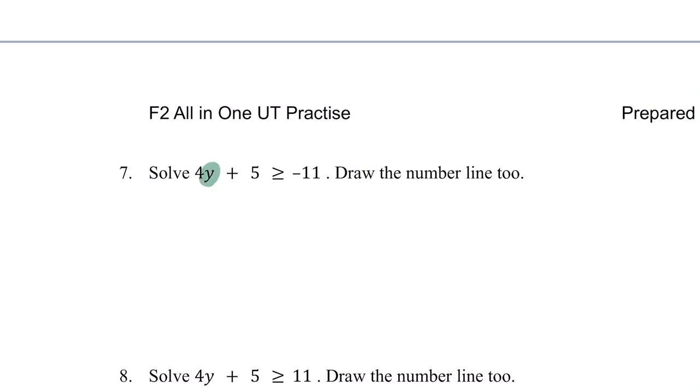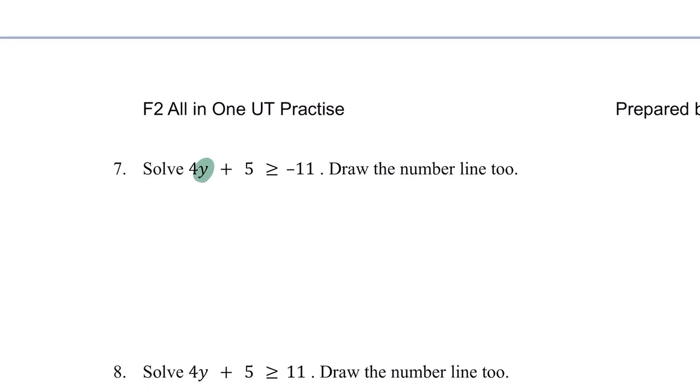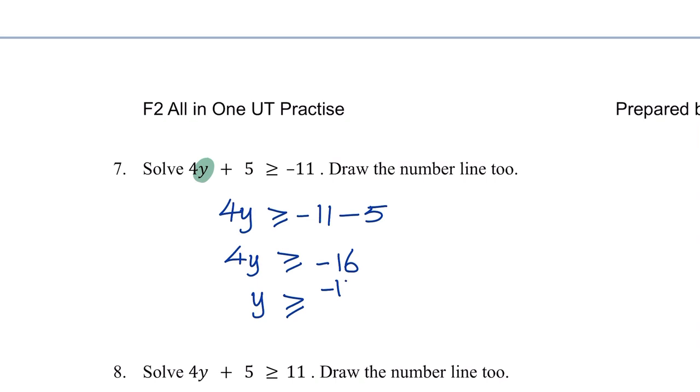And then is it positive already? Yes. So for y, no changes first. You just keep it here, and then the number 5 you go to the other side. Negative 11 minus 5, negative 16. And then y, you can go to 4 because it's multiplied here, so you can go to the other side. It will be divided.